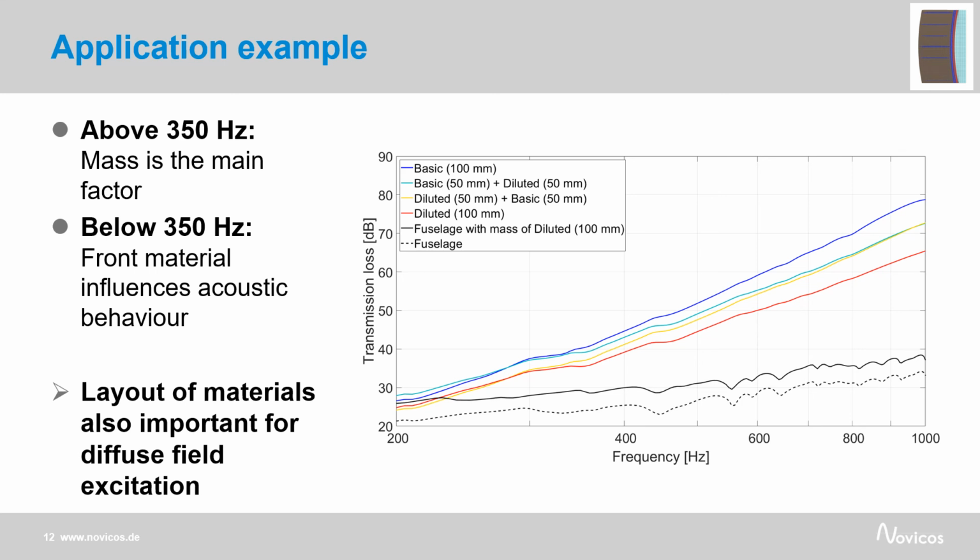We also see that in the higher frequencies, the mass of the material has the largest influence on the transmission loss. At 1000 Hz, the transmission loss of both combined materials is the same, and it's between the pure basic and pure diluted material. So we can see that the layout of aerogels can influence the acoustic behavior also with diffuse field excitation.